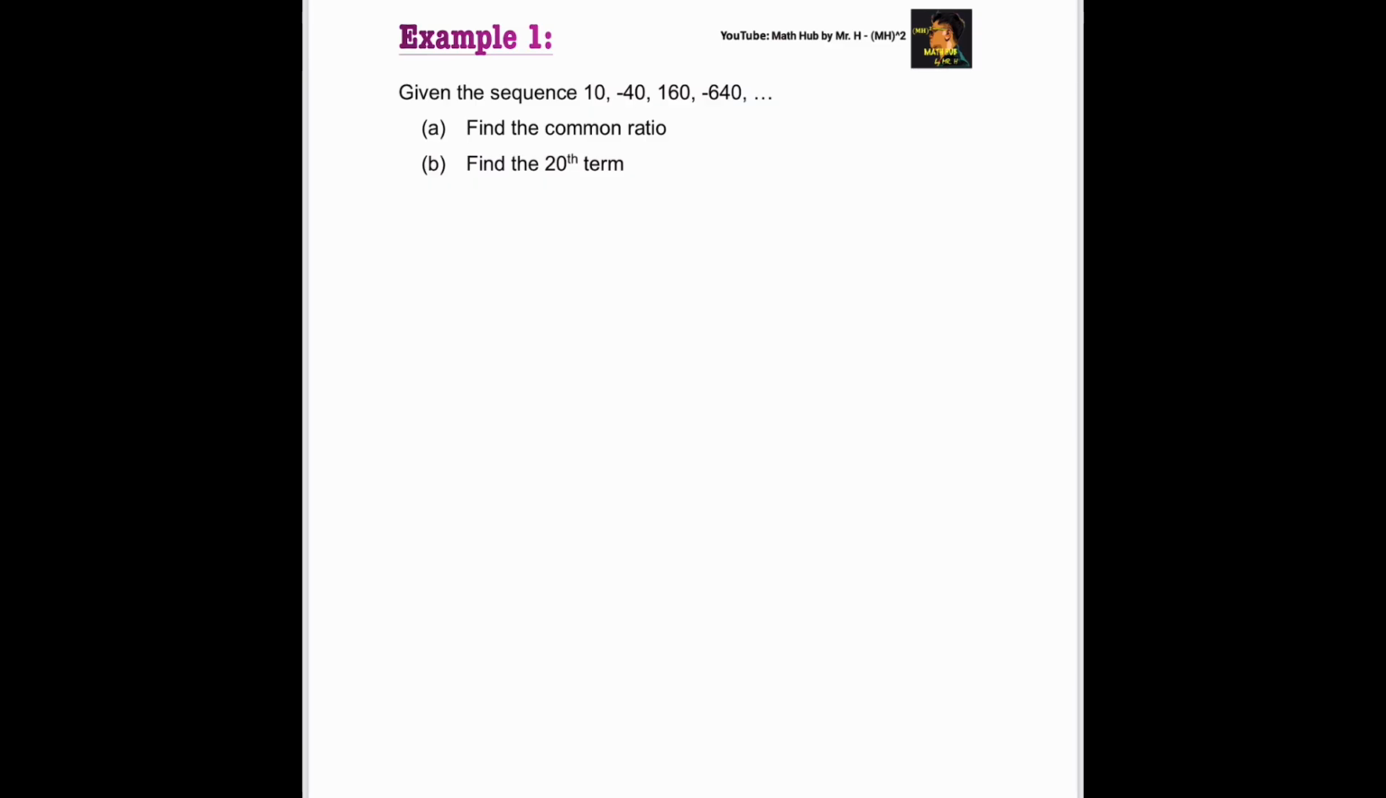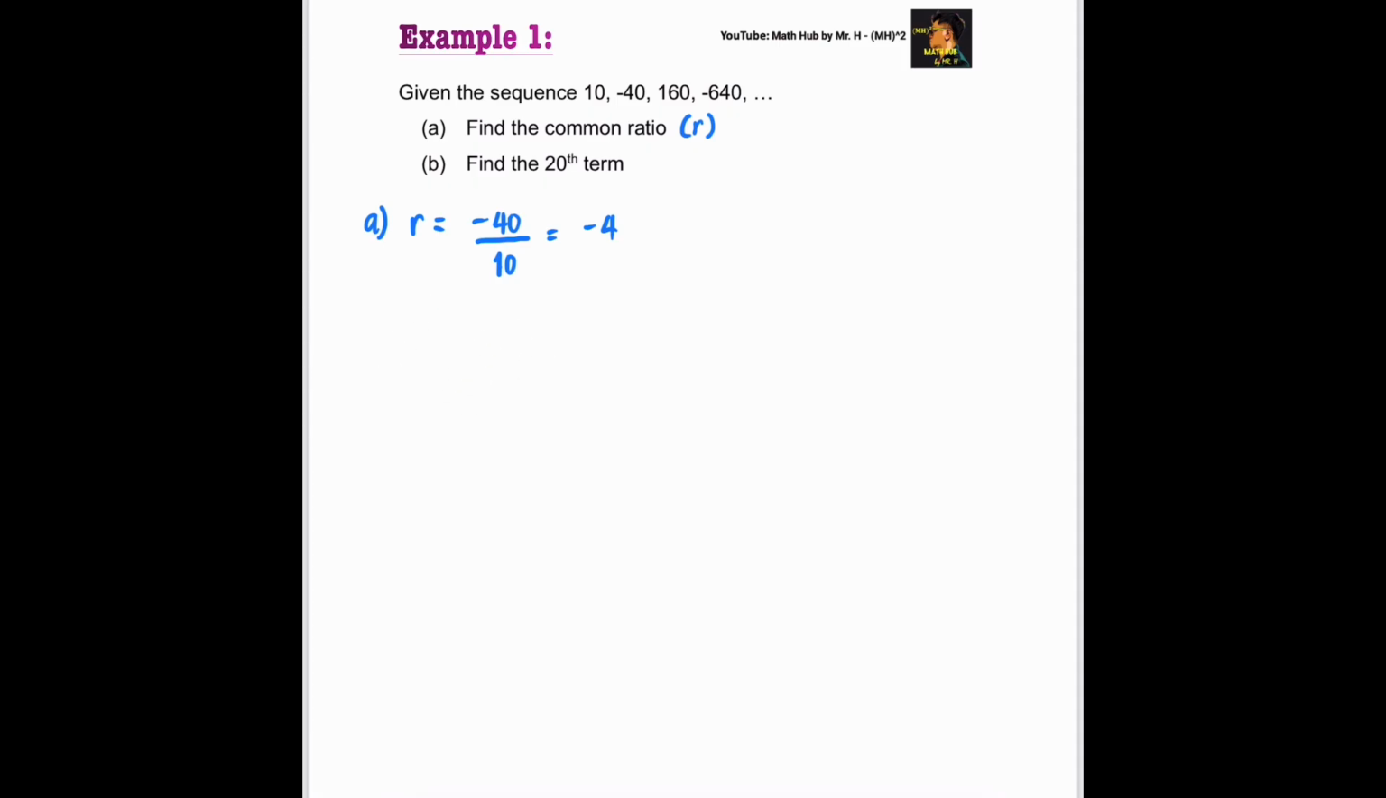All right, so first of all, common ratio is represented by R. And in order to find the common ratio, we need to pick any term in the sequence divided by the term before that. All right, so to find R, we take -40 divided by the number before -40, which is 10. So that gives us -4. All right. So the common ratio of this sequence is -4.